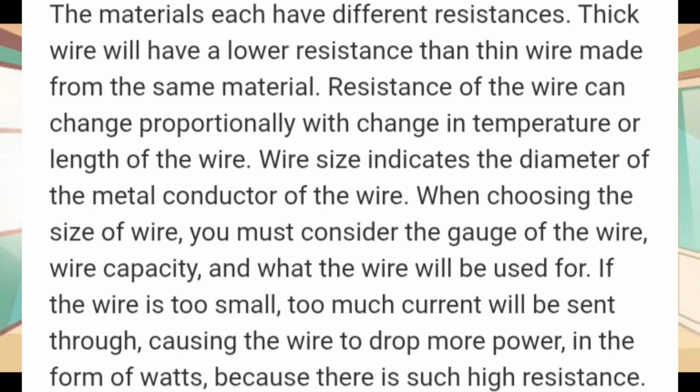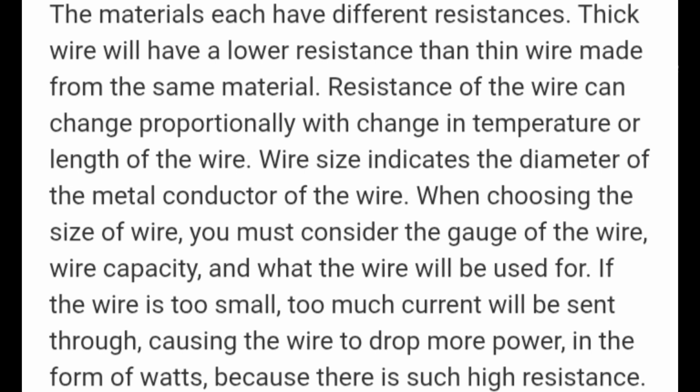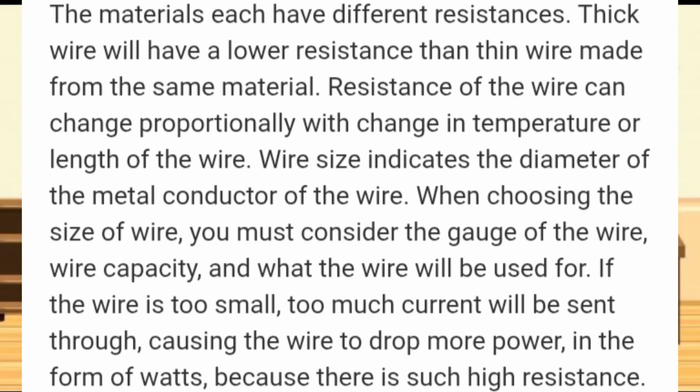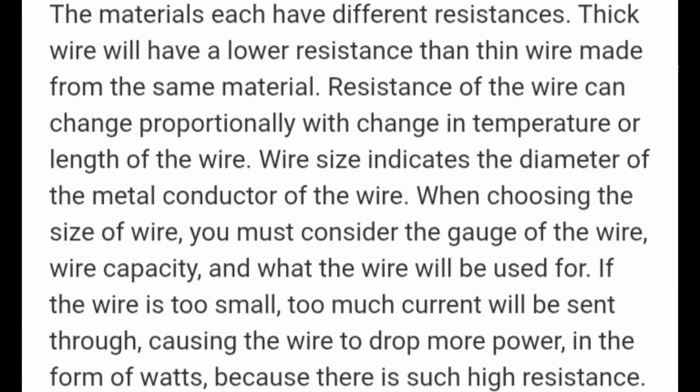Wire size indicates the diameter of the metal conductor of the wire. When choosing the size of wire, you must consider the gauge of the wire, its capacity, and what the wire will be used for. If the wire is too small, too much current will be sent through, causing the wire to drop more power, in watts, because there is such a high resistance.